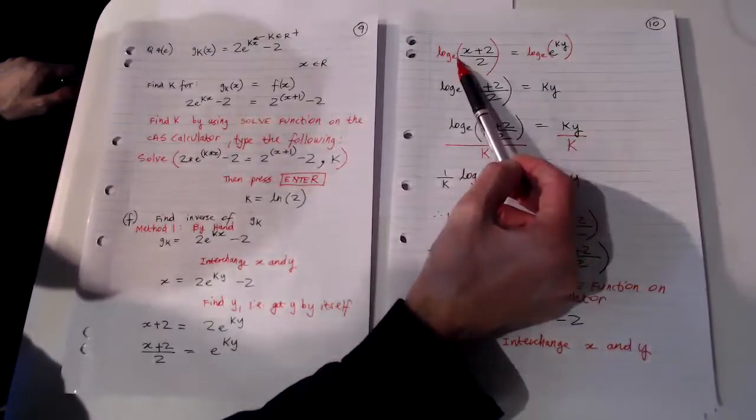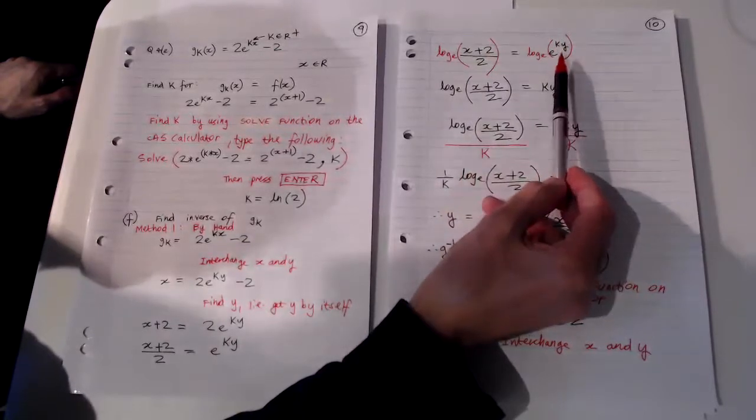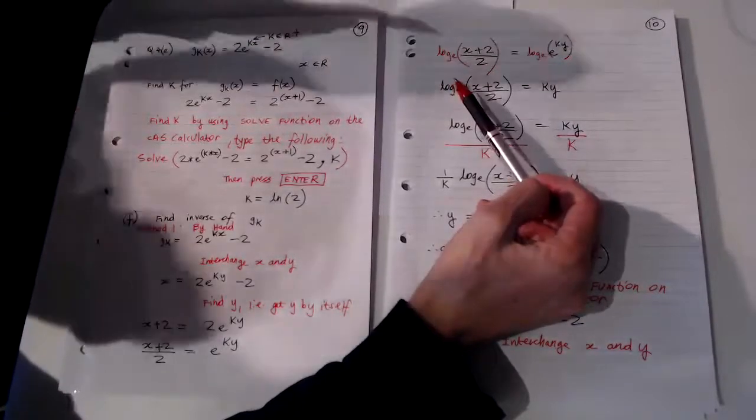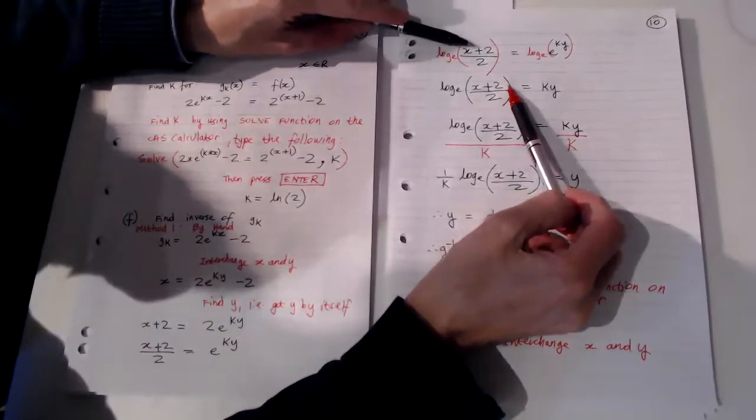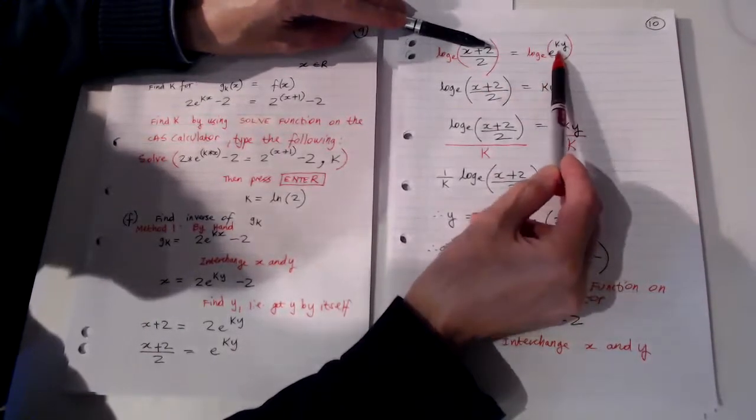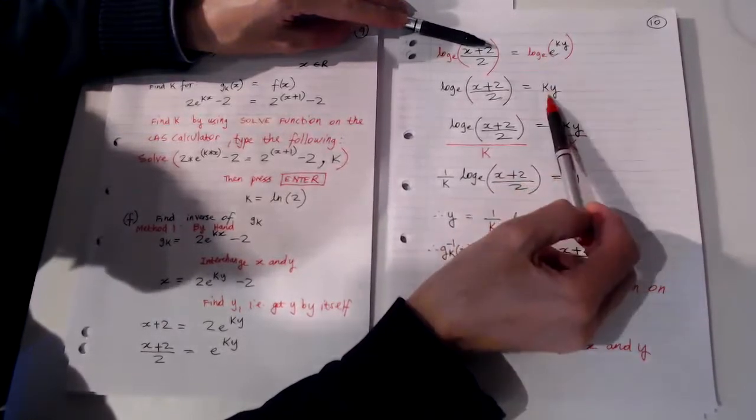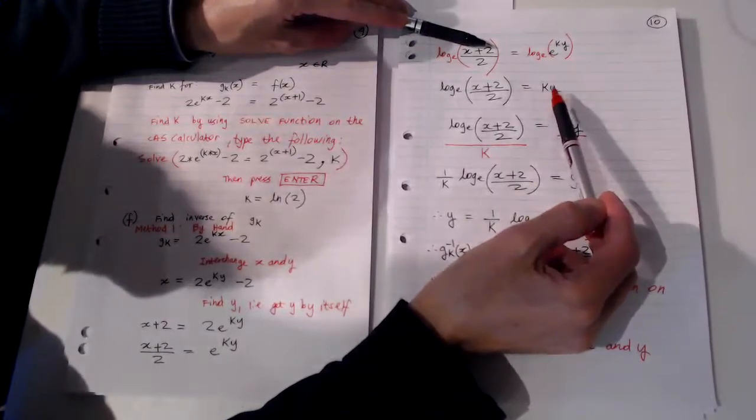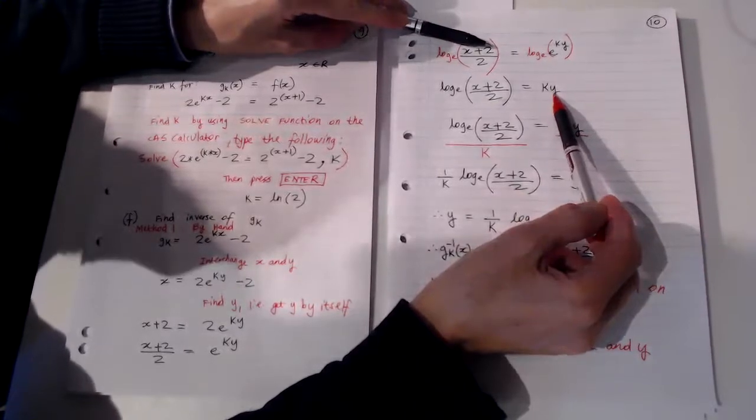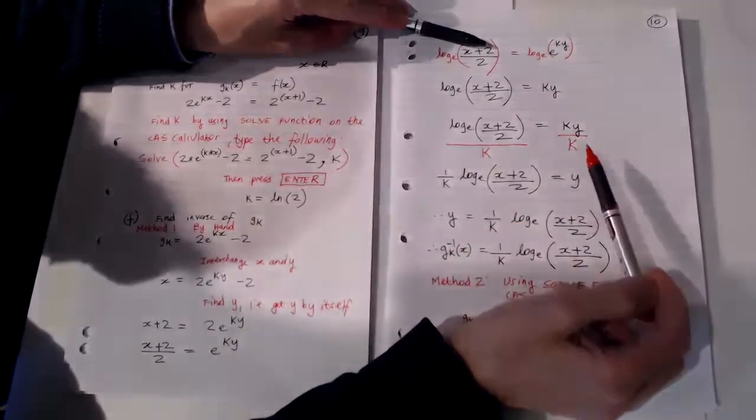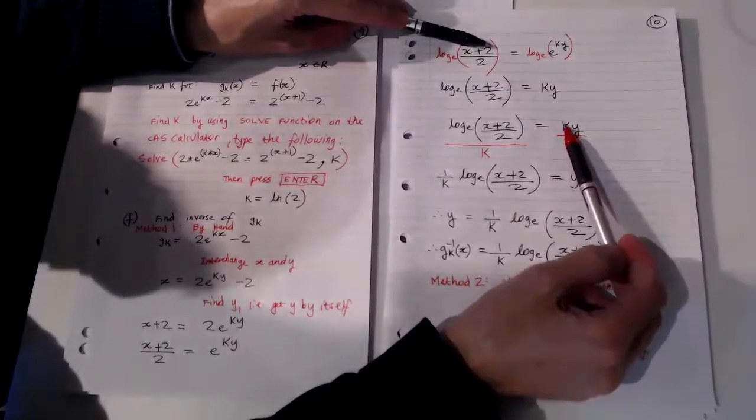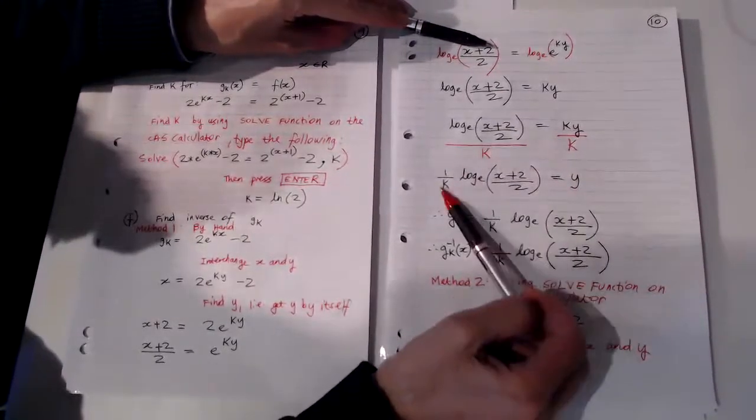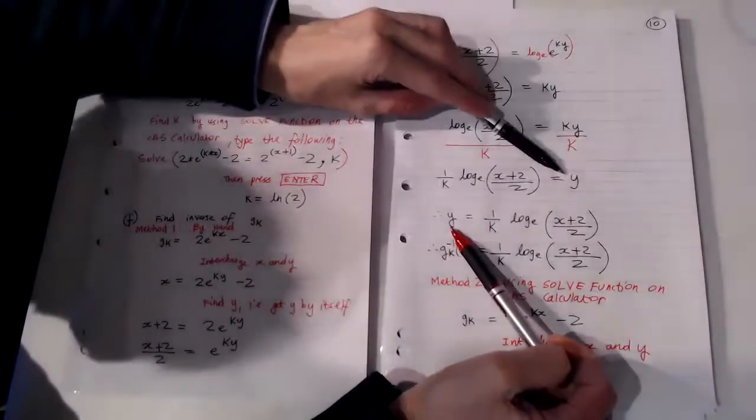Whatever you do on one side, you do on the other side. And in maths, opposites cancel out. So that base e cancels out with its opposite, log e, and you're left with log e of (x plus 2) on 2 is equal to ky. Then get y by itself by getting rid of that times k. What's the opposite of times k? Divide by k. Opposites cancel out, and you're left with that. That is y by itself, and that's the inverse function.